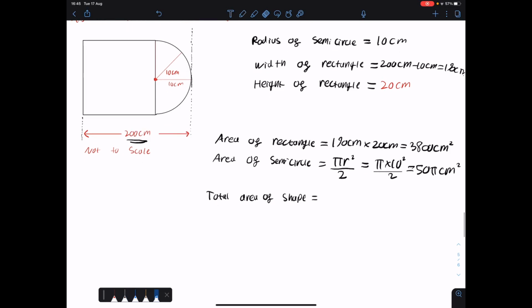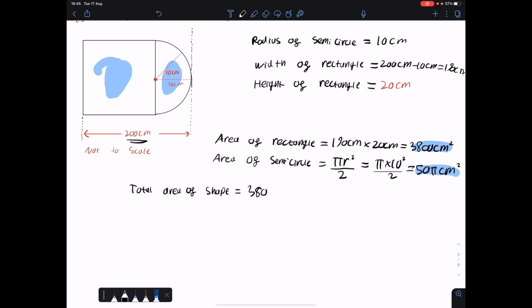Okay, so the total area of the shape is just going to be adding up the area of this rectangle, which we calculated here, and the area of this semicircle, which we calculated here. So if we write that down in one equation, we get 3,800 centimeters squared plus 50 pi centimeters squared, which if we punch this into our calculator, we get that it is equal to approximately 3,957.08 centimeters squared, and that's to 2 decimal places.